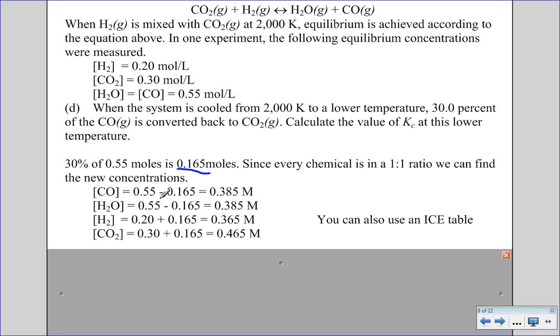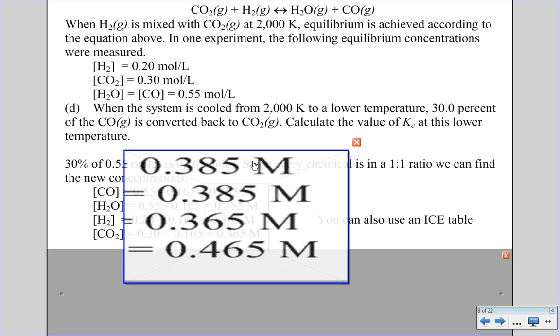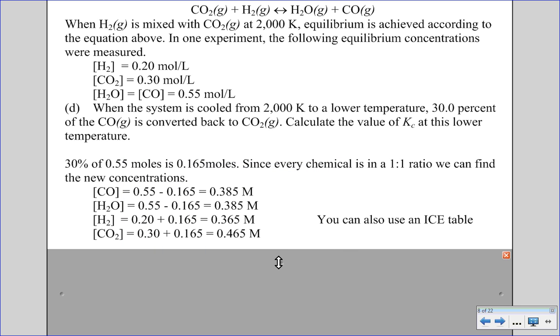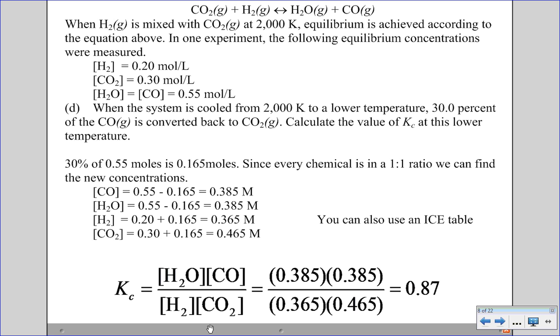And that means I can figure out each one of them by either subtracting or adding 0.165. It's also possible to use an ICE table for this, and you'll end up with the same result, because what really matters is this over here. What's the concentration? Once we know those numbers, then it becomes pretty easy to just plug them into the equilibrium expression, and we get our new K value. At this new temperature, K is 0.87.